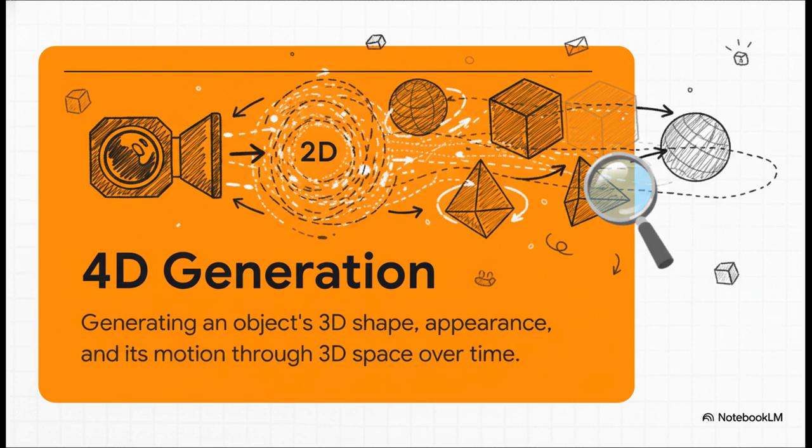And what that means is taking a single, flat 2D video of an object and using AI to generate its full 3D shape, its appearance, and its motion through space over time. You're basically creating a dynamic, interactive 3D asset from a simple video clip.